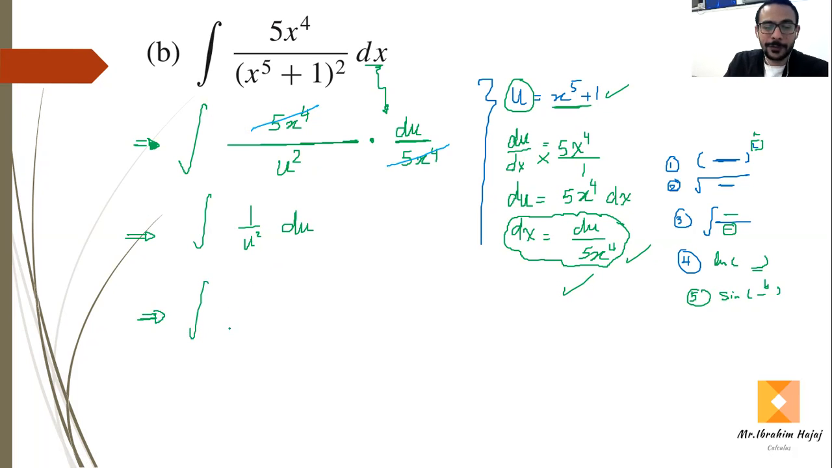Also, you can write 1 over u squared as u to the power of negative 2. Any fraction, always try to get rid of it: u to the power of negative 2 is the same as 1 over u squared. Then do your usual integration steps: add 1 to the exponent and divide by the new exponent. Complete here.